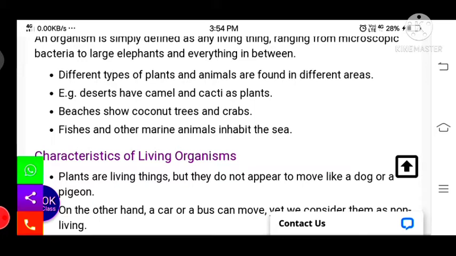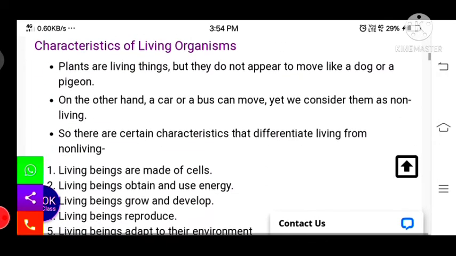For example, in the desert, there are camels and cacti plants. Like in our India, in the Thar desert, camels and cactus plants are found. On beaches, coconut trees and crabs are found. Fishes and other marine animals inhabit the sea. These are some examples.